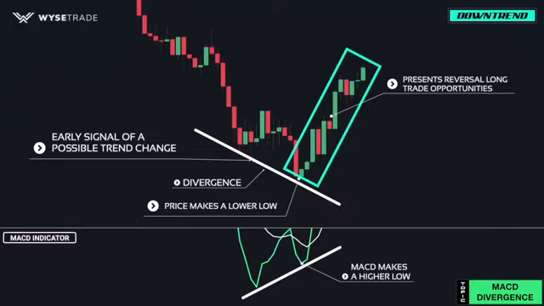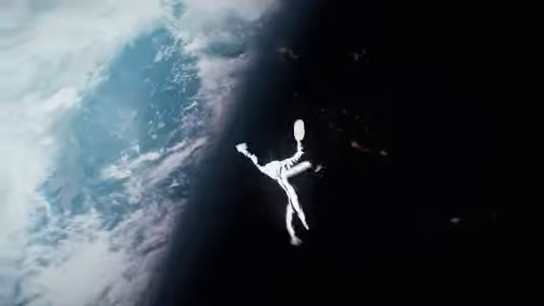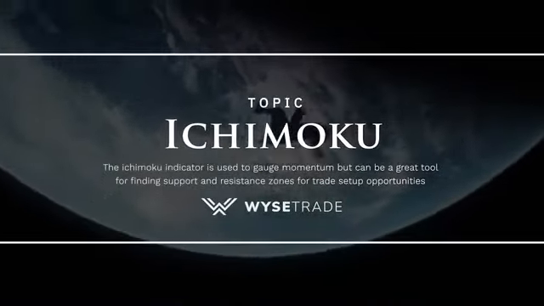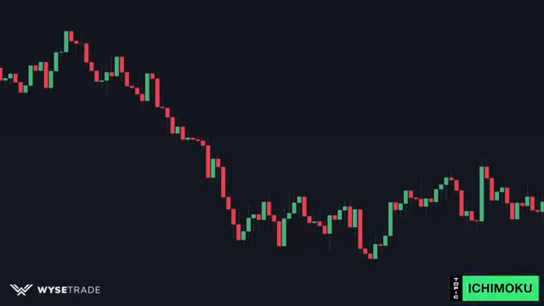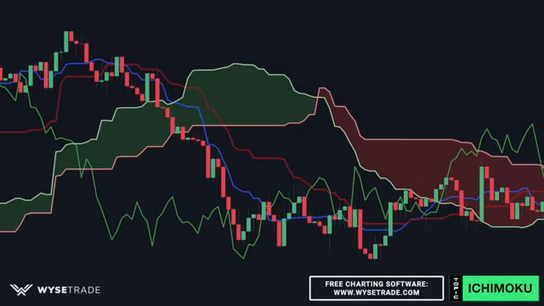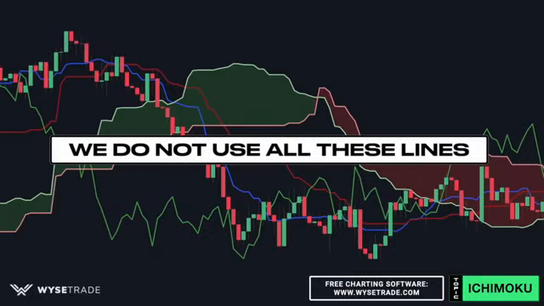So next, Ichimoku. So find your indicators, type in Ichimoku, and select it. Now, as a heads up, we do not use all these lines, but let's first break down what they are.